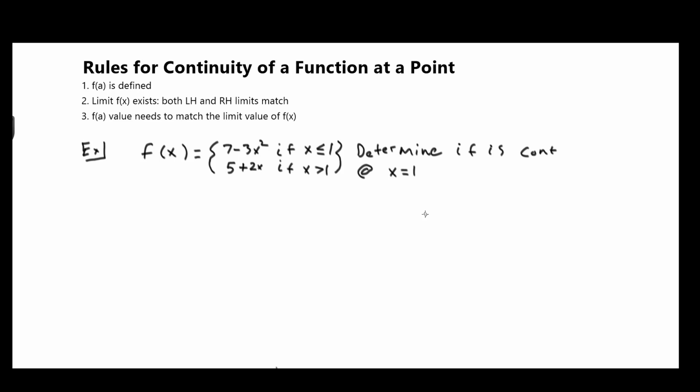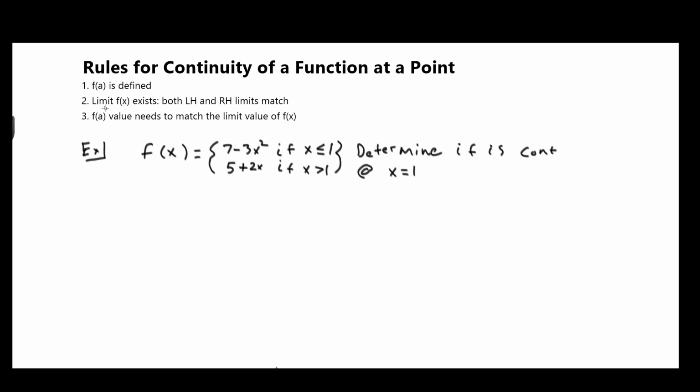In this video, we're going to talk about continuity of a function at a specific point. In order for a function to be continuous, it needs to follow three different rules. The first one being that the function at its limit point, or whatever we use as the limit point at a, needs to be defined. Second rule is that the limit of the function needs to exist. So that means both the left-hand and right-hand limits need to match.